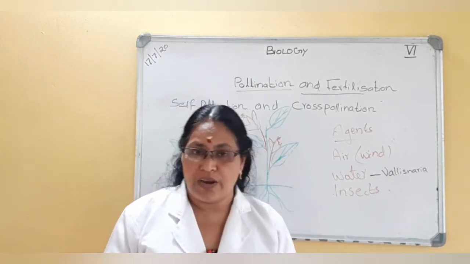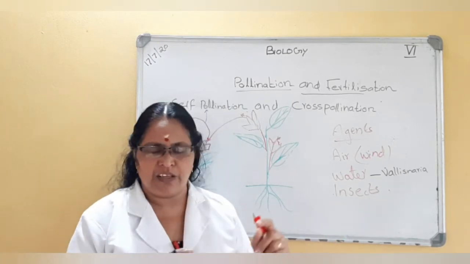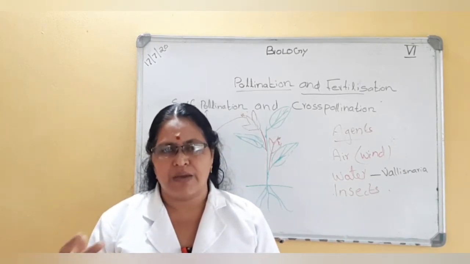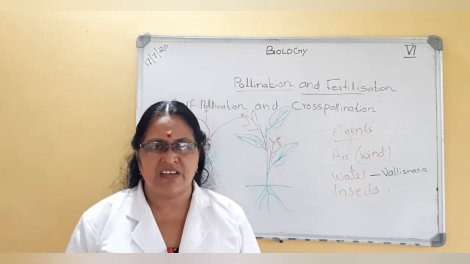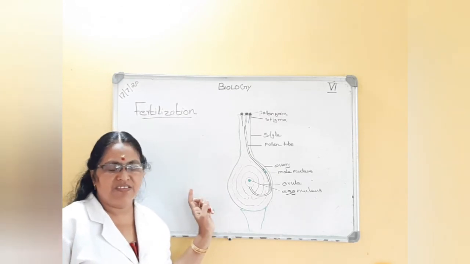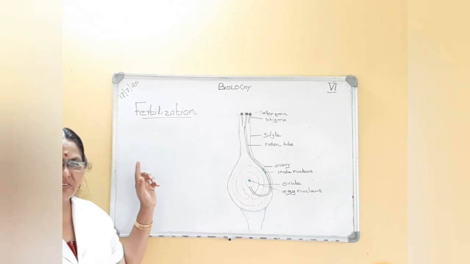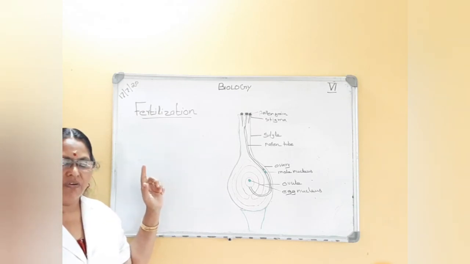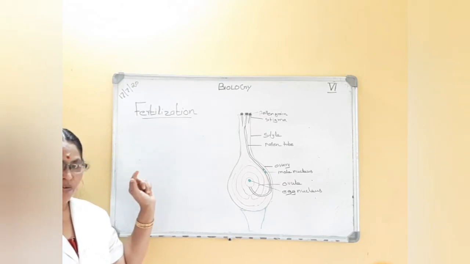Then after pollination, what happens to the flower? Then fertilization will take place. That is the next topic. So here is the diagram of the process of fertilization. Fertilization is one of the most important steps in a flower for the formation of seeds and fruits.